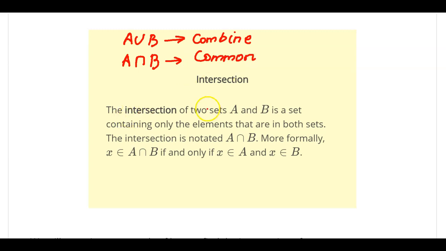So what does intersection mean? Intersection of two sets A and B is a set containing only elements that are in both the sets. And how do you represent that? The notation is A, inverted U, and B. All right, let's take a look at the examples. And the keywords are union is combine and intersection is common.